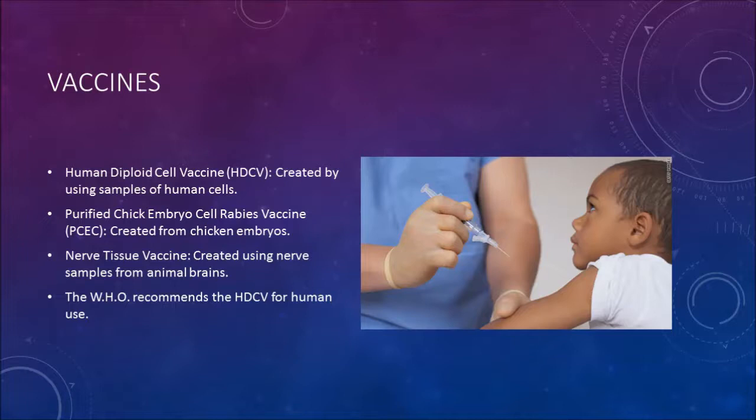Here we have 3 examples of vaccines. The first is the human diploid cell vaccine, and it's created by using samples of human cells. The second is the purified chick embryo cell rabies vaccine, created from chicken embryos. The third is the nerve tissue vaccine, created using nerve samples from animal brains. The World Health Organization recommends the HDCV, or the human diploid cell vaccine, for human use, and it strongly discourages the use of the nerve tissue vaccine because it has the most severe reactions.